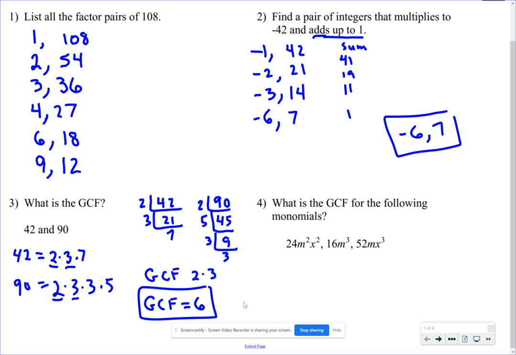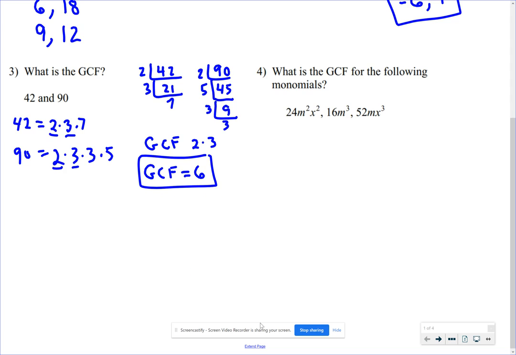All right, for problem number 4, what is the greatest common factor for the following monomials? Now notice the commas right there and right there. We've got this monomial, and I'm going to let you work out the 24, but I'm going to write in its prime factorization. 24 is 8 times 3, but 8 is 2 times 2 times 2.